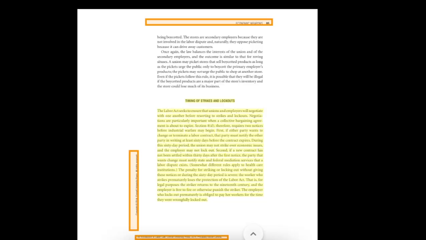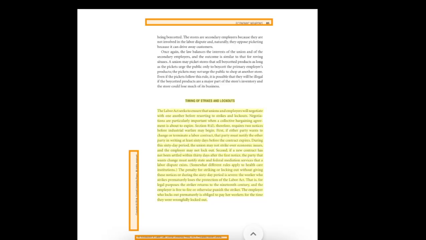First, if either party wants to change or terminate a labor contract, that party must notify the other party in writing at least 60 days before the contract expires. During this 60-day period, the union may not strike over economic issues, and the employer may not lock out. Second, if a new contract has not been settled within 30 days after the first notice, the party that wants change must notify state and federal mediation services that a labor dispute exists. Somewhat different rules apply to health care institutions.